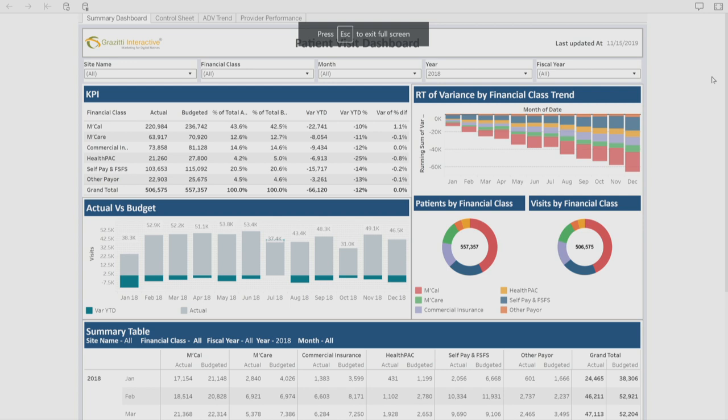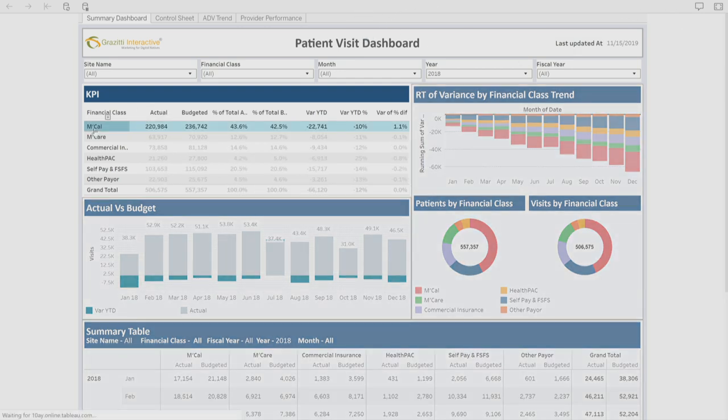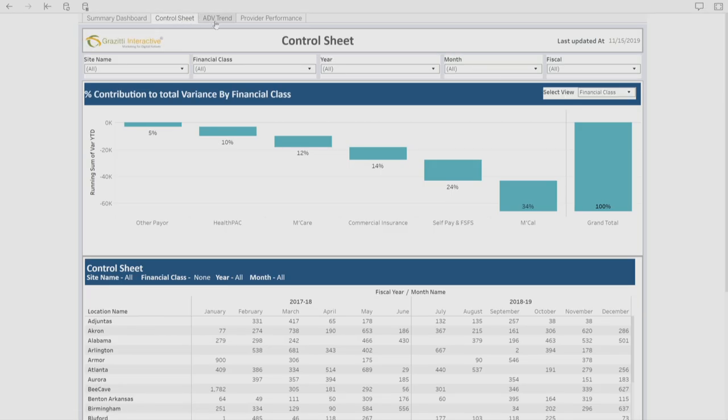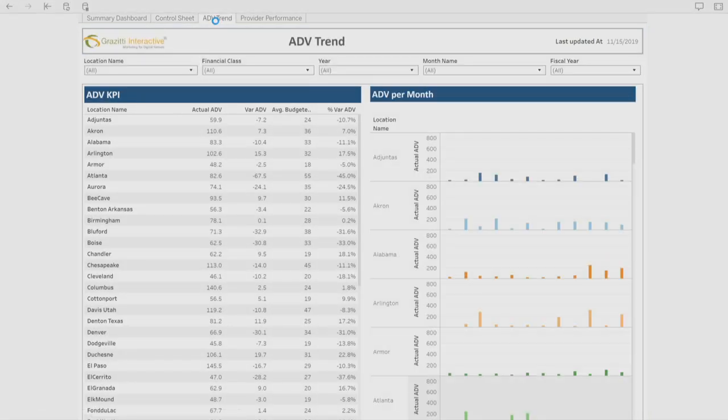Okay, this is, as I said, a lovely dashboard. It gives us a snapshot of what our visits are like: the Medi-Cal, Medicare, commercial and other payers. You can see the visits by financial class and how they compare to budget. If you are zeroing in on Medi-Cal, we can see how the Medi-Cal visits are performing compared to budget. The second thing that we want to look at is the ADV trend, which is the average daily visits.